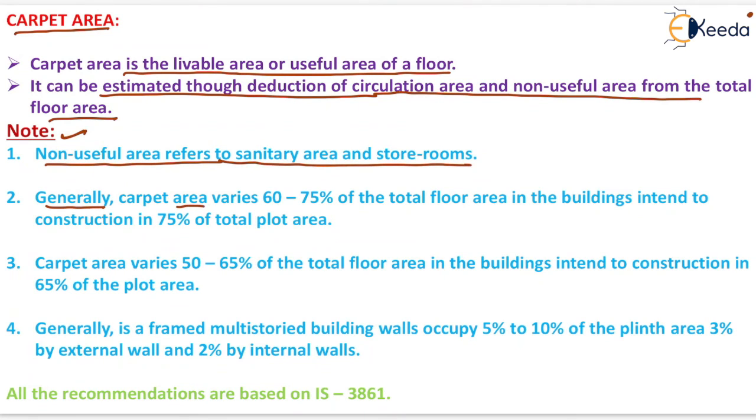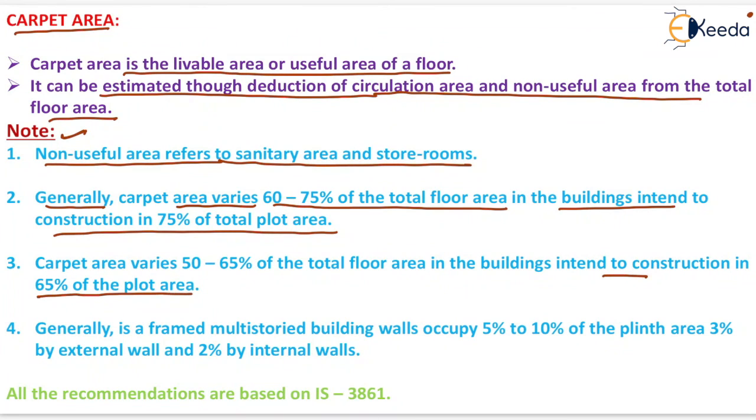Generally, carpet area varies 60 to 75% of the total floor area in the building, intended for construction in 75% of the total plot area. It means that if any building is constructed on 75% of the total plot area, then carpet area varies as 60 to 75% of the total floor area. As well as if the building is intended to construct in 65% of the plot area, then carpet area varies 50 to 65% of the total floor area.